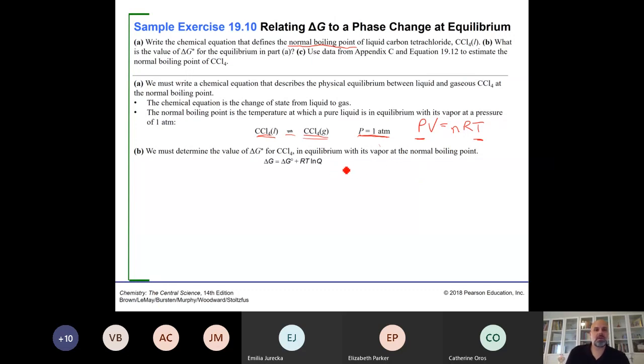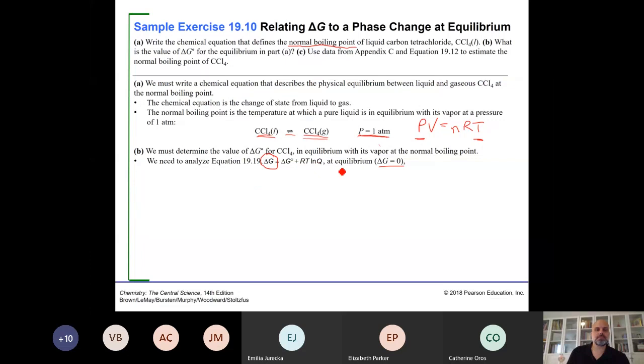All right, part B. The question was, what is the value of delta G for the equilibrium in part A? To determine the value of delta G for carbon tetrachloride in equilibrium with its vapor at the normal boiling point, we're going to use delta G equals delta G naught plus RT ln Q. We're going to analyze the equation. At equilibrium, delta G is going to be equal to 0.